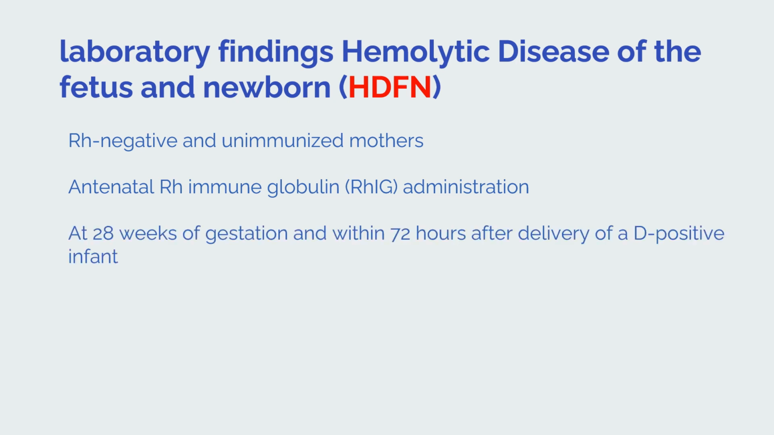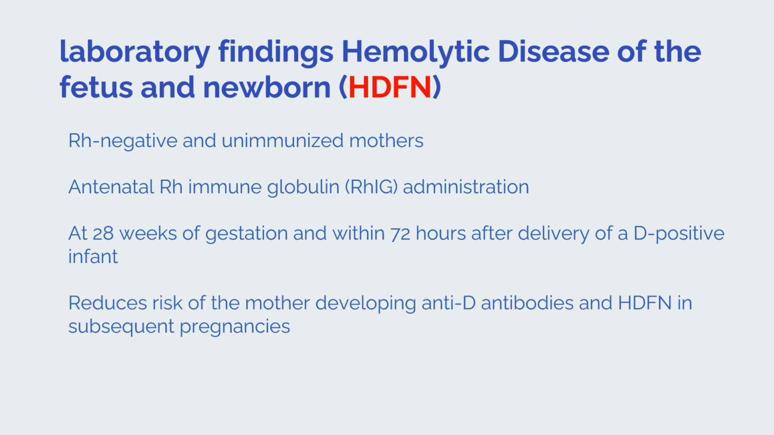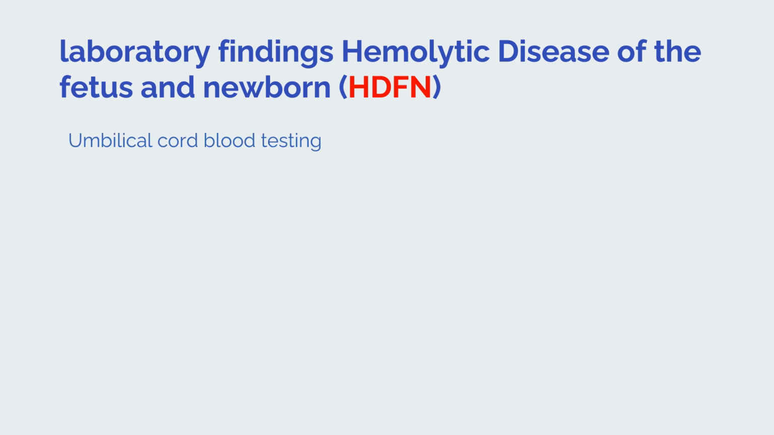In pregnancies where the mother is Rh negative and unimmunized, antenatal Rh immune globulin, RHIG, is administered at 28 weeks of gestation and again within 72 hours after the delivery of a D-positive infant. This administration of RHIG reduces the risk of the mother developing anti-D antibodies and having a child with HDFN in subsequent pregnancies.